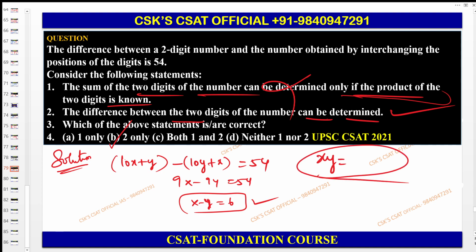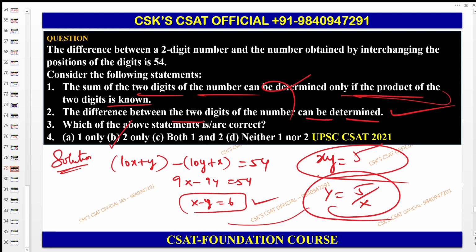Listen, when the product is given, you can also find it by substituting. So here x minus y is equal to 6. Suppose the product is 5, for example, then y is 5 by x. This 5 by x can be replaced here. Then you can find the value of x, and after finding the value of x you can substitute here to find the value of y.